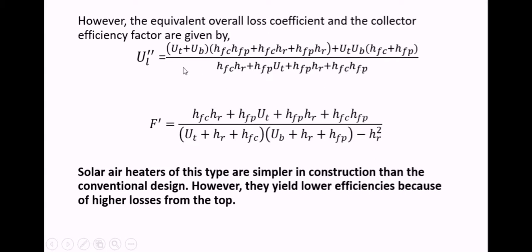Then the collector efficiency factor F dash is equal to HFC into HR plus HFP into UT plus HFP into HR plus HFC into HFP, all divided by UT plus HR plus HFC into UB plus HR plus HFP minus HR square. Solar air heaters of this type are simpler in construction than the conventional design. However, they yield lower efficiencies because of higher losses from the top.